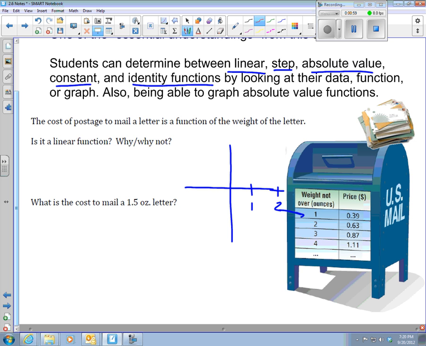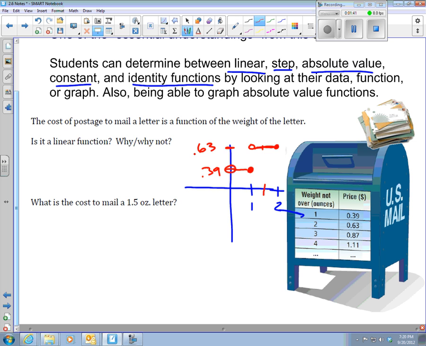Anything between 0 and 1 ounces is going to be 39 cents. So let's say this is 39 cents right here. At 0, that means there's no letter, so that costs 0. And it stays 39 cents until it gets to the 1 right here. Once it goes above 1 ounce, let's say it's 1.01, it's going to jump up to 63 cents. So I'll put a little circle right here because at 1 ounce, it's still 39 cents. But if it's a little bit more than 1 ounce, then it jumps up to 63 cents. So if it's 1.5 ounces, it's 63 cents.